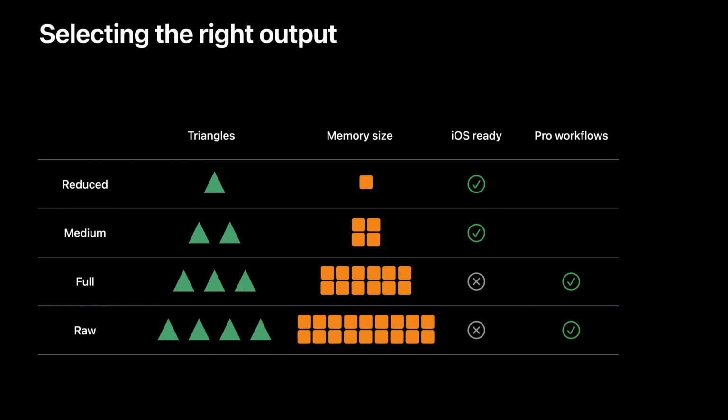memory. The full and raw detail levels are intended for high-end interactive use cases, such as in computer games or post-production workflows. These models contain the highest geometric detail and give you the flexibility to choose between baked and unbaked materials, but they require more memory to reconstruct. It is important to select the right output level depending on your use case.